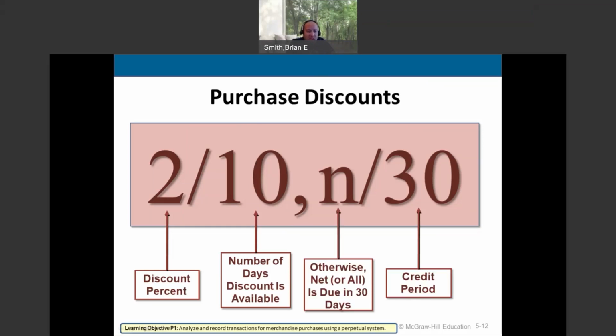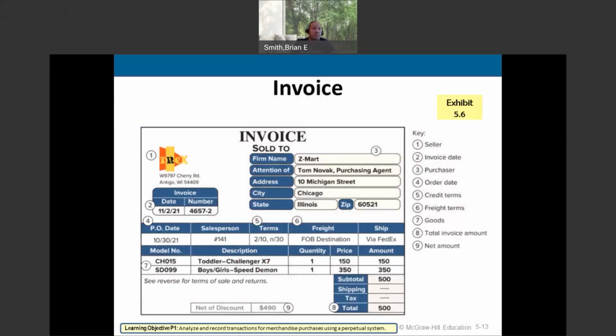That's how you're going to see this. Again, this could be 3/15 net EOM. That's a 3% discount if I pay in 15 days. Otherwise, the remaining amount's due at the end of the month. So you can have just about anything in here. For those of you who are unfamiliar, this is what an invoice could look like. You can pause the video and look at that invoice all day if you want.